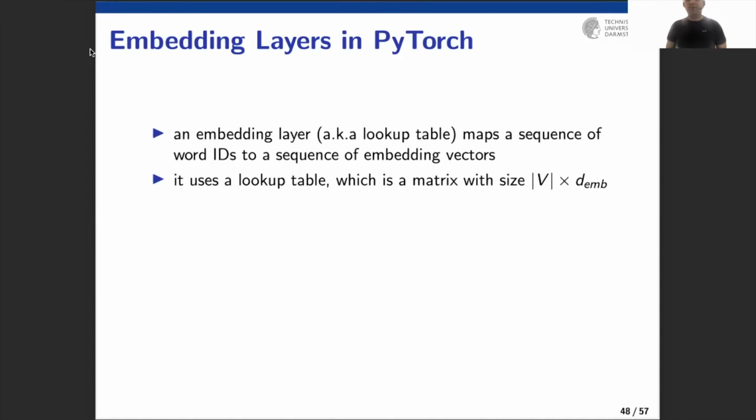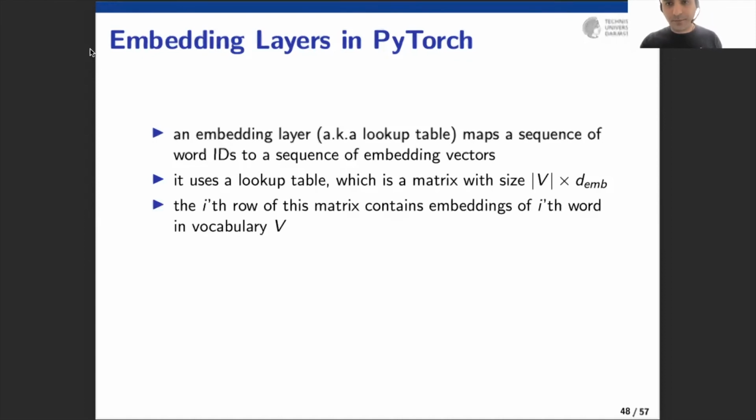But how does it work? It uses a lookup table. But what is a lookup table? A lookup table is a matrix with a size of the number of words that we have in the vocabulary times the embedding dimension that we want, or the size of the embeddings.